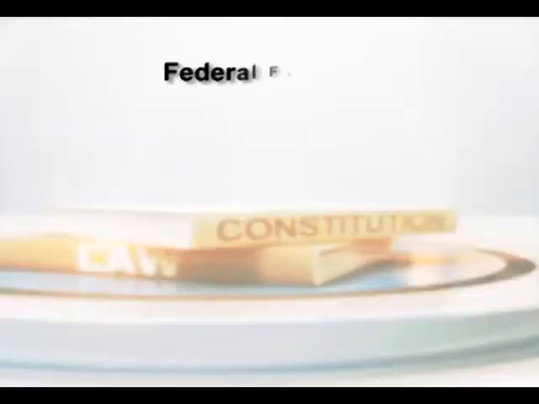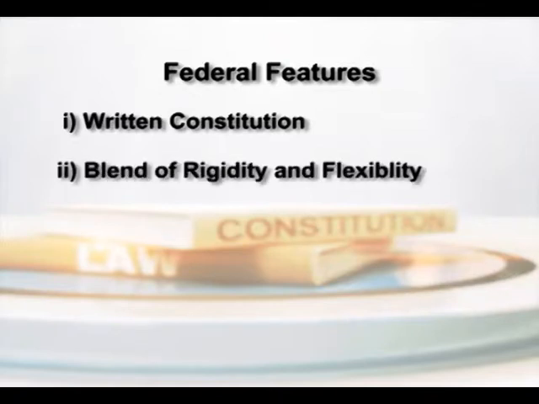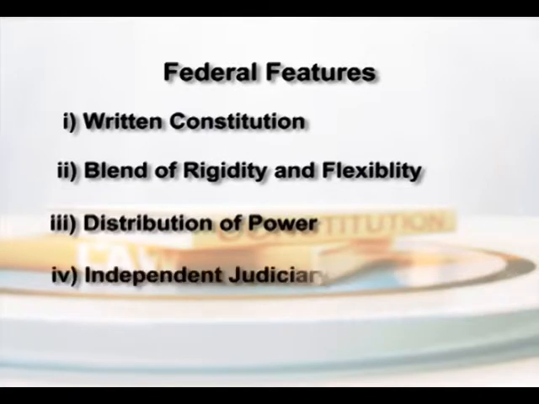Like other federal countries of the world, India has a written constitution. It is the largest constitution of the world. It is partly rigid. It has made quite a good blend of rigidity and flexibility. The Indian Constitution has an extensive distribution of powers between the center and the states. We have an independent judiciary and an upper house, that is Rajya Sabha, the Council of States, which represents the states.